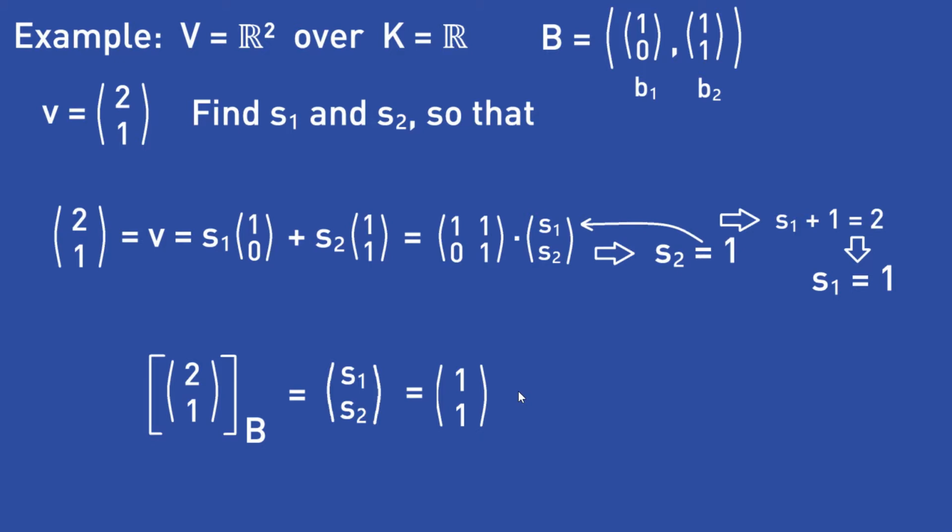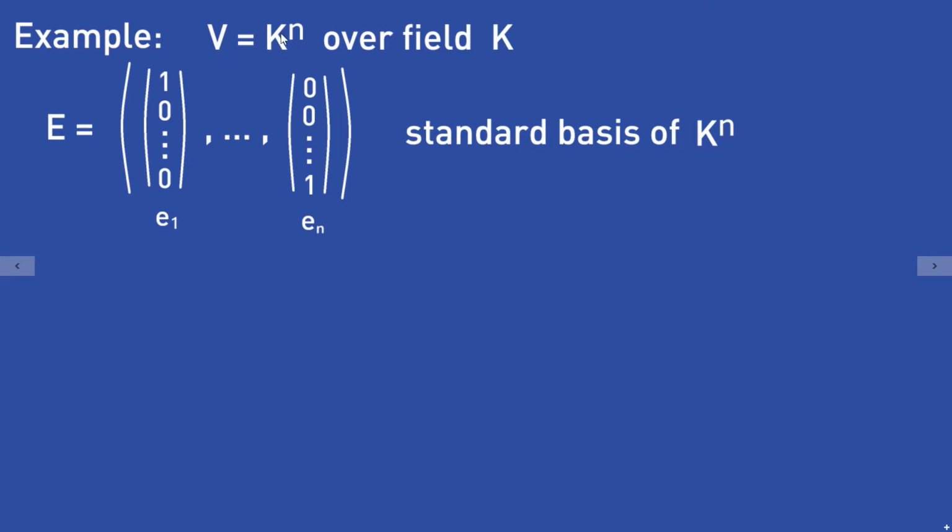Let's take a look at another example now. Our vector space V is equal to K^n over the field K. Our basis E is the standard basis of K^n. It looks like this here. So the first vector in the basis is e1. It looks like that. All the entries of this vector are 0 apart from the first entry, which is a 1. The second vector in the basis is e2. All the entries of this vector are 0 apart from the second entry, which is a 1. And the last vector in the basis is called en, and it looks like that here. All the entries are 0 apart from the last entry, which is a 1. So this here is the so-called standard basis of K^n.